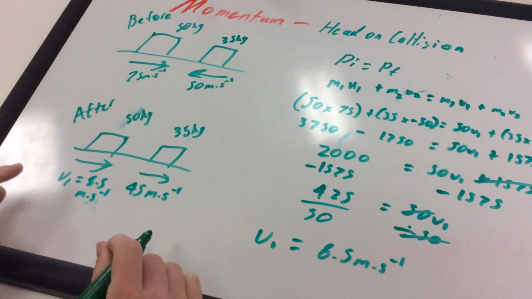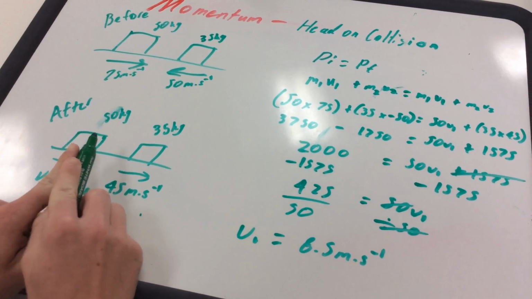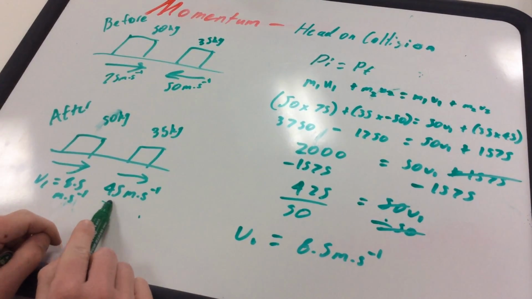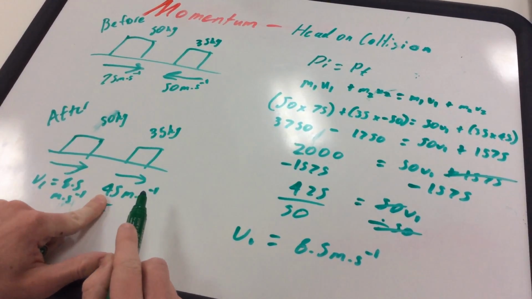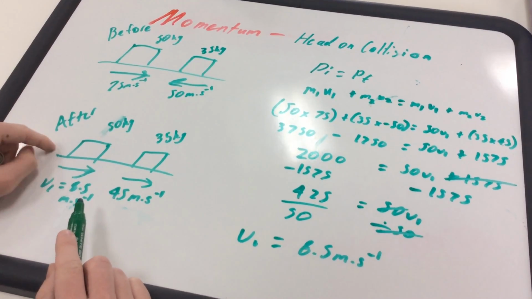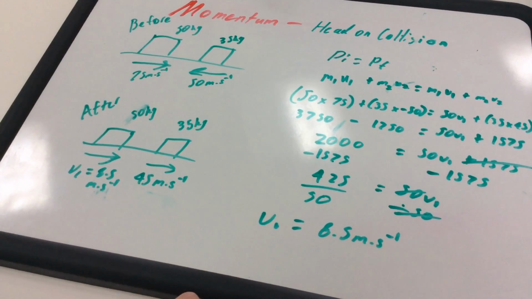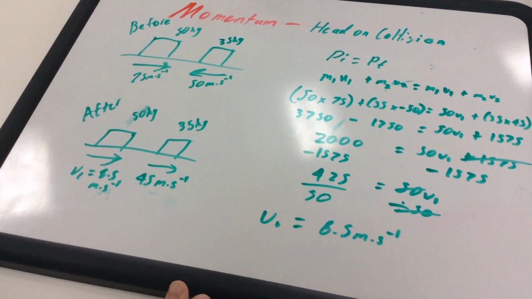So after the collision, the smaller object hit into the big one and went flying off at a whopping 45 meters per second in the opposite direction, slowing down the 50 kilo car dramatically. And now none of this would have happened if they just had their blinker on.